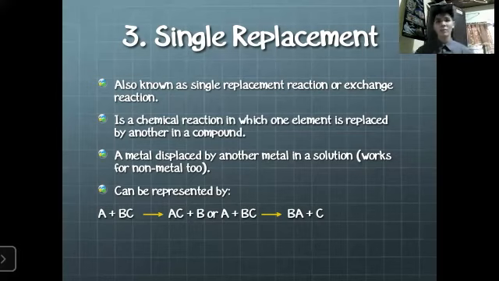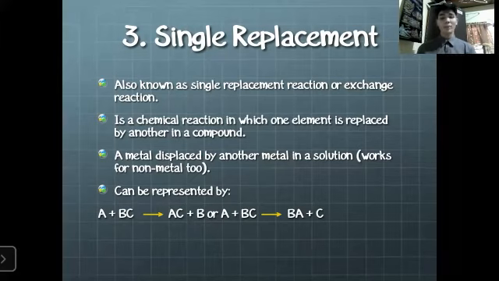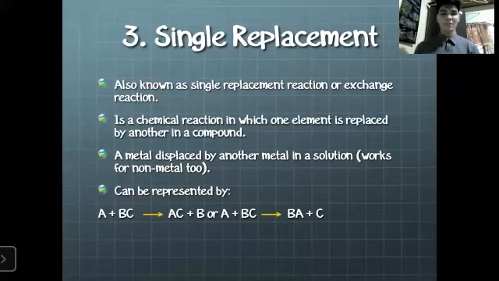And it is represented by A plus BC yields AC plus B, or A plus BC yields BA plus C. So moving on with the examples.